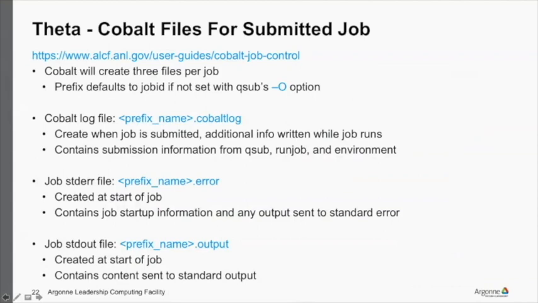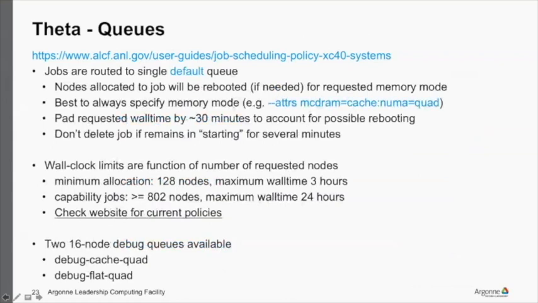When your job enters the running state, you'll then see the appearance of two additional files from Cobalt, the output file and the error file. The output file has all of the standard output directed to it, and the error file has all of the standard error directed to it. You can use qsub's dash capital O if you want to change the name of those files.